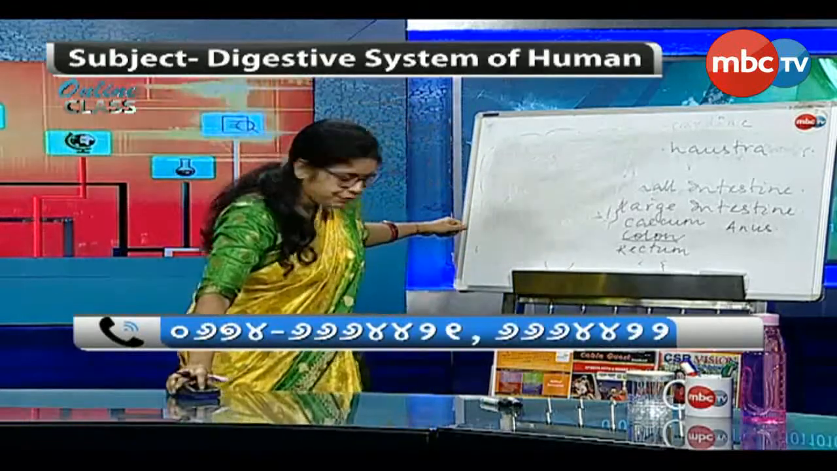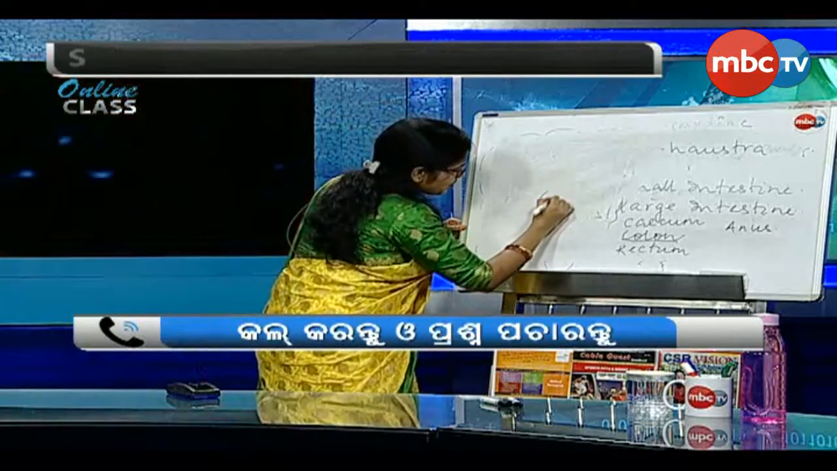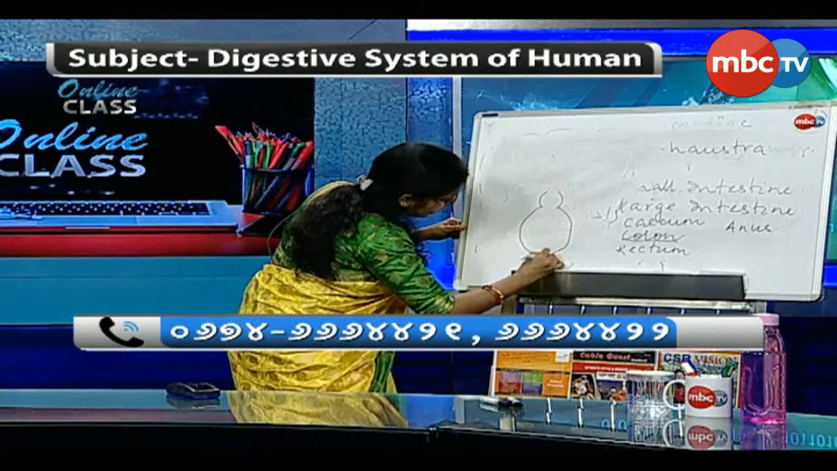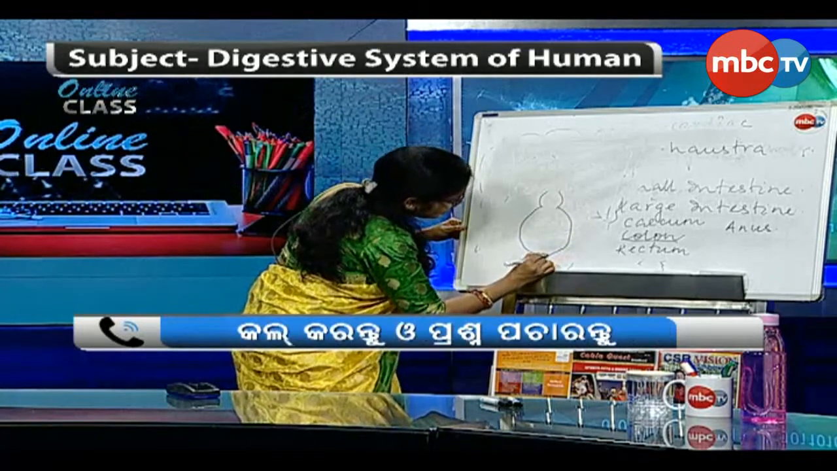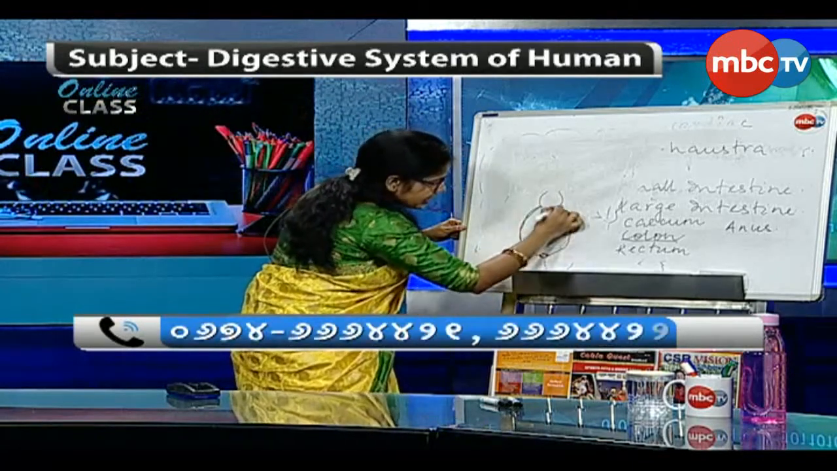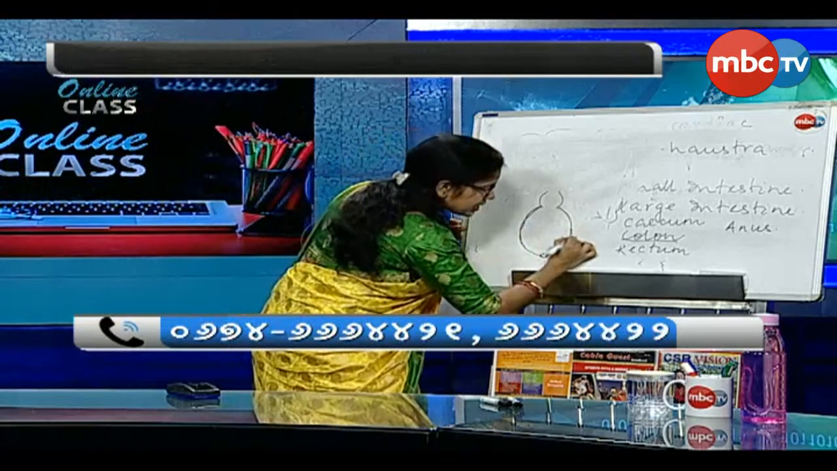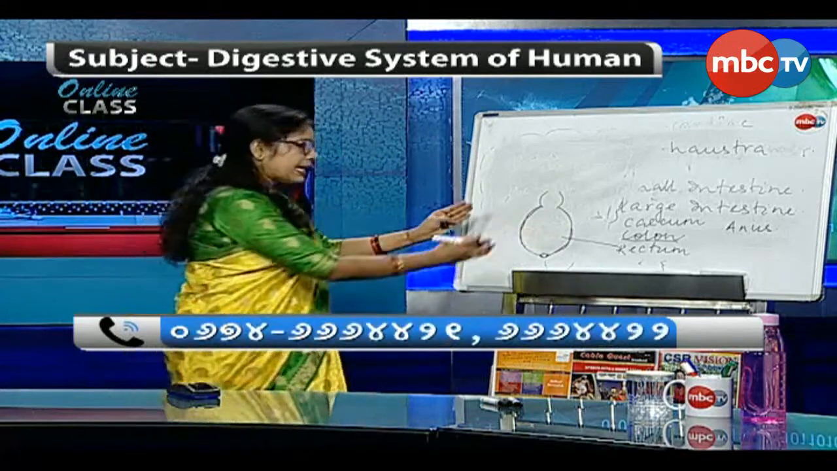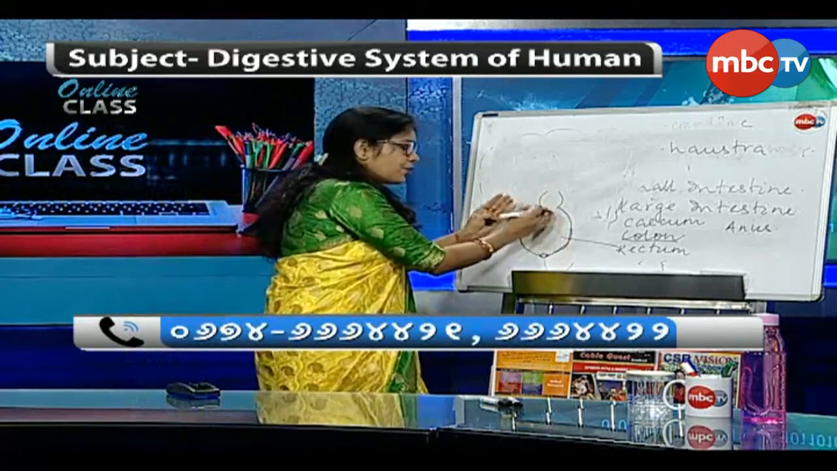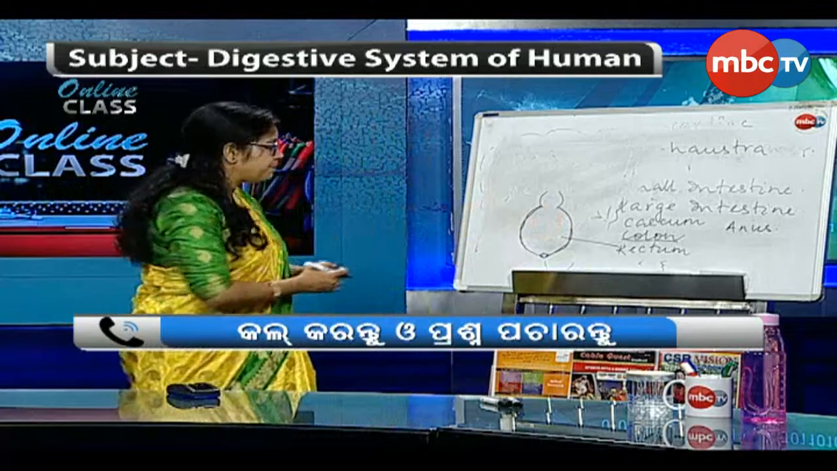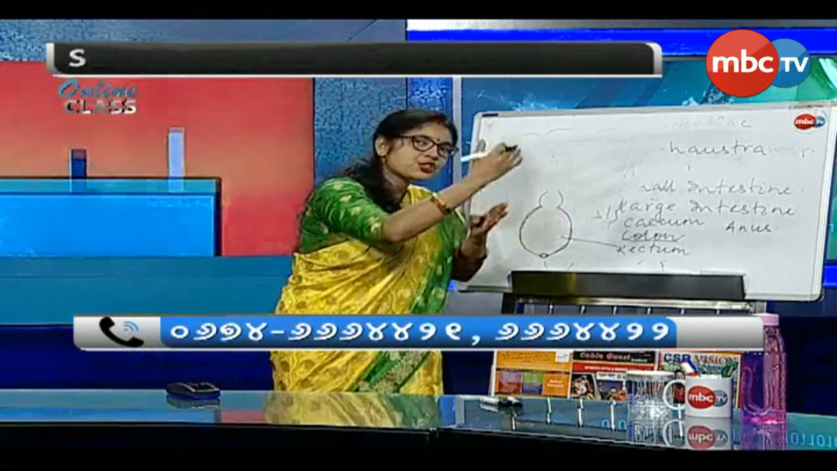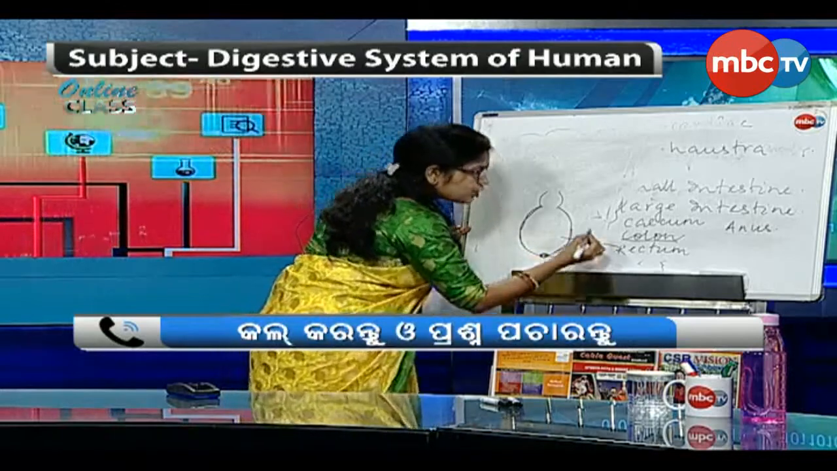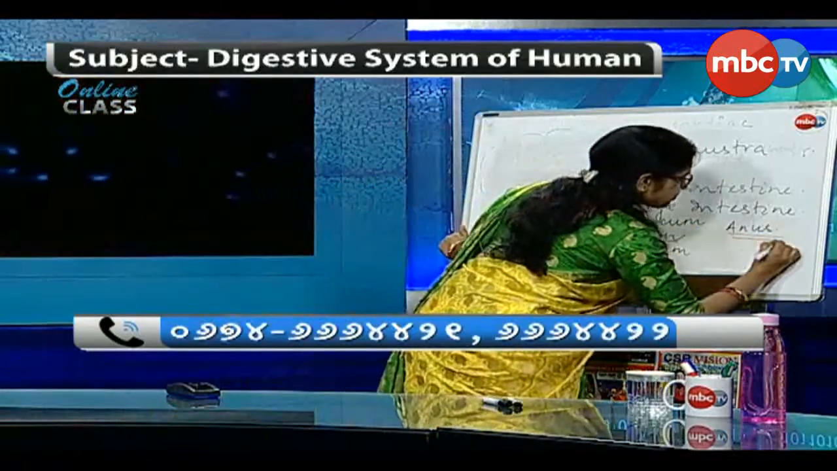If this is the colon, this is the last part of the colon, it will lead into a pouch-like structure, and this pouch-like structure is known as rectum. The major function of the rectum is that it can store the fecal matter for a certain period of time. The rectum opens to the outside through an opening, and that opening is known as anus.